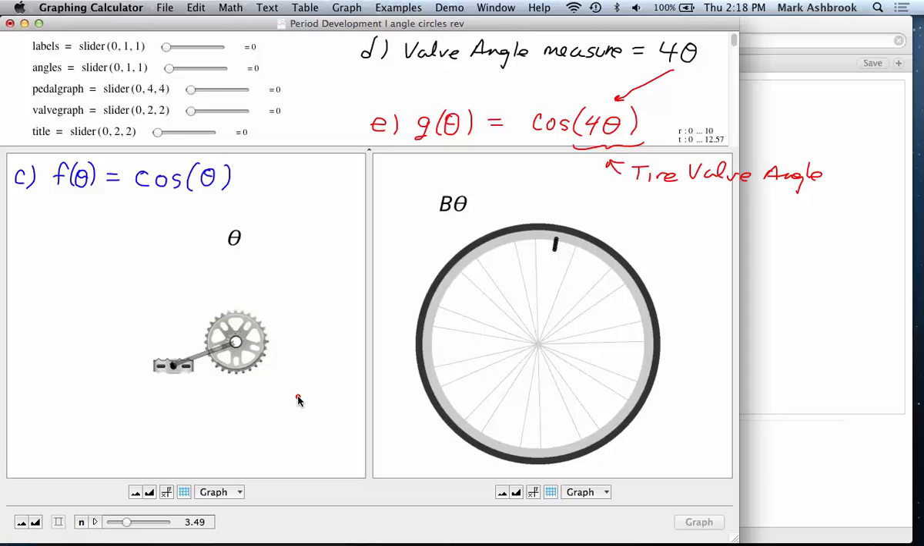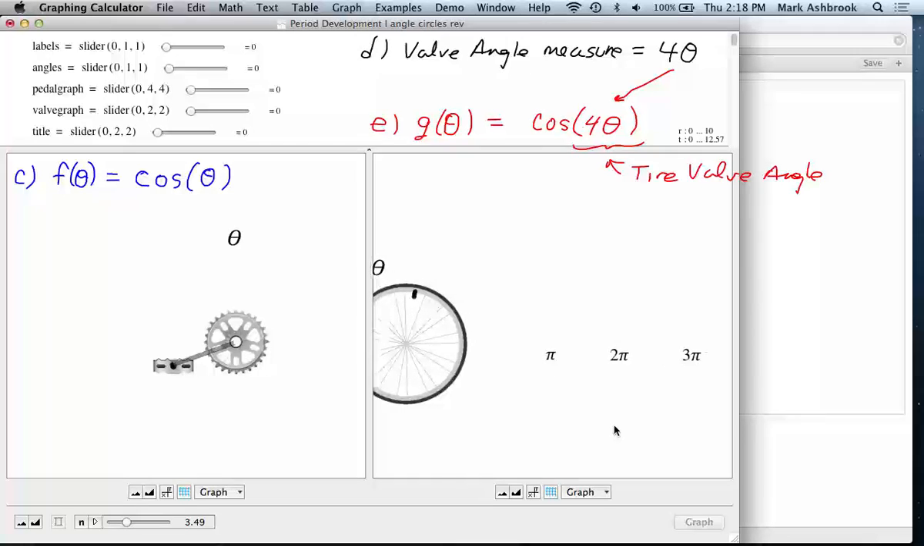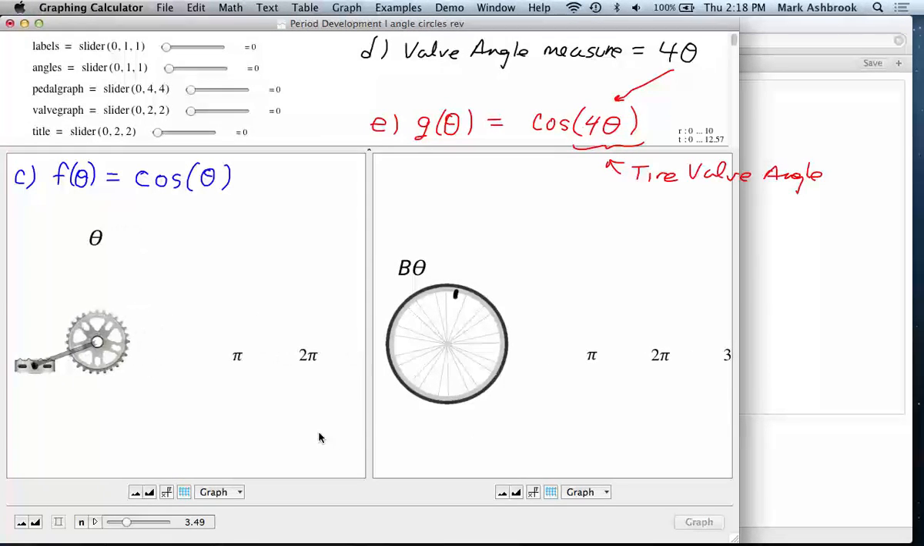So the question is, what is this graph going to look like? We can easily come up with that if we just understand what we're looking at here. So first of all, we're going to graph the pedal, this F function.